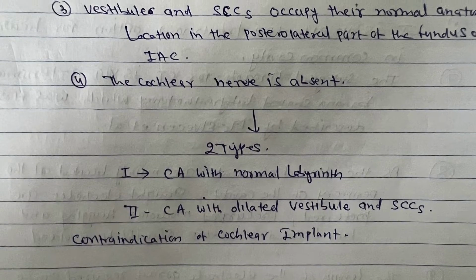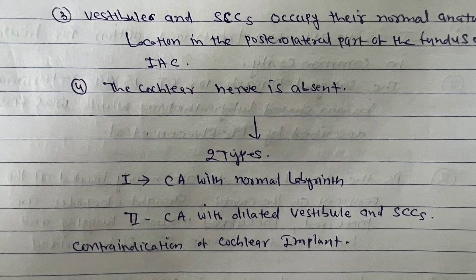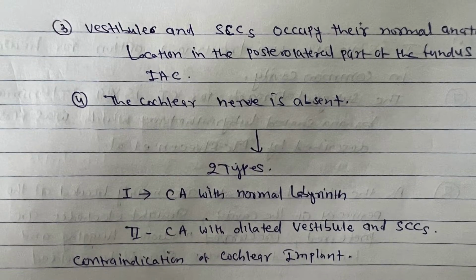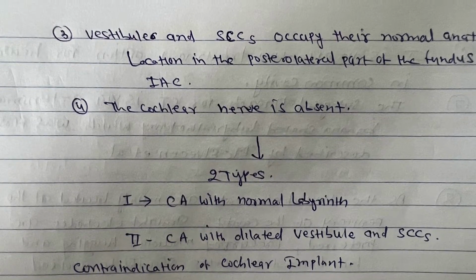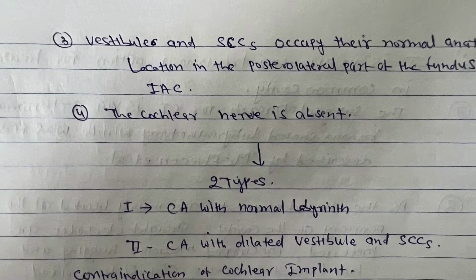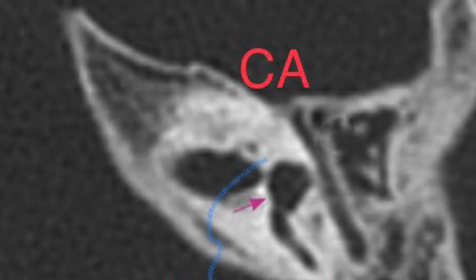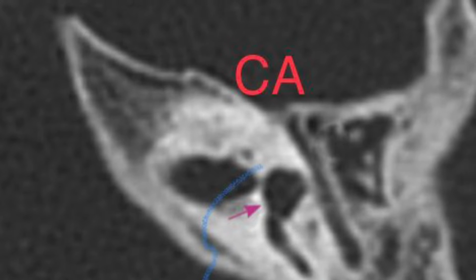Now third is cochlear aplasia. It is arrested at the fourth week, and there is absence of the cochlea, where the labyrinth is well developed. The vestibule may be fully developed, and the semicircular canals also fully developed. You can see cochlear aplasia.